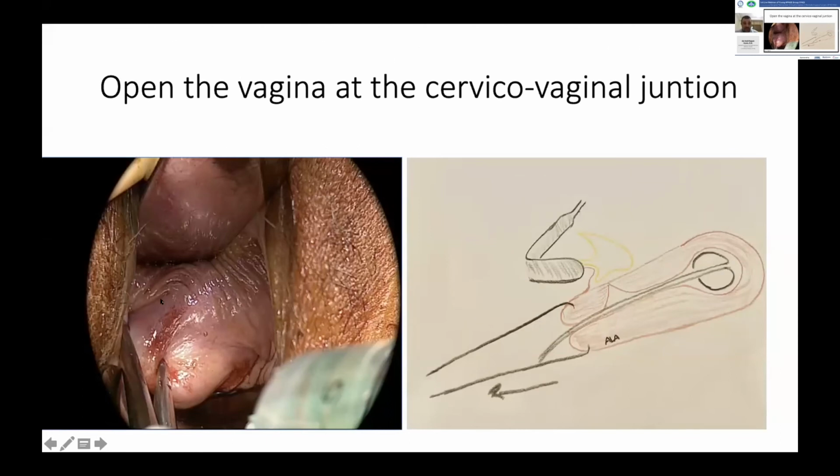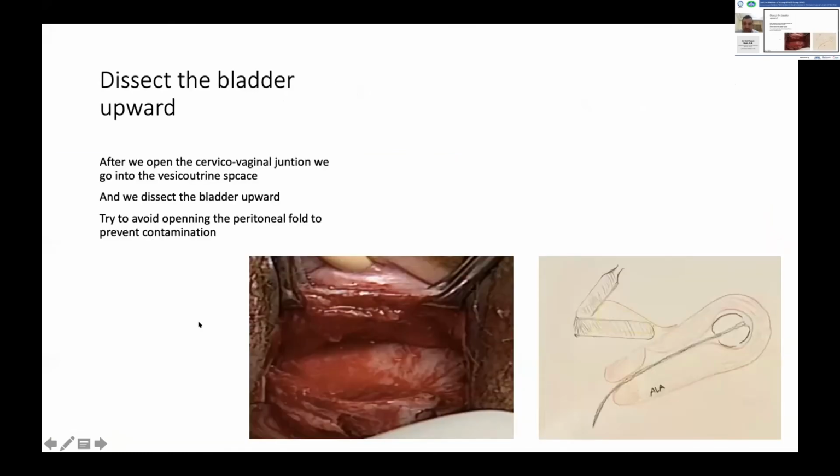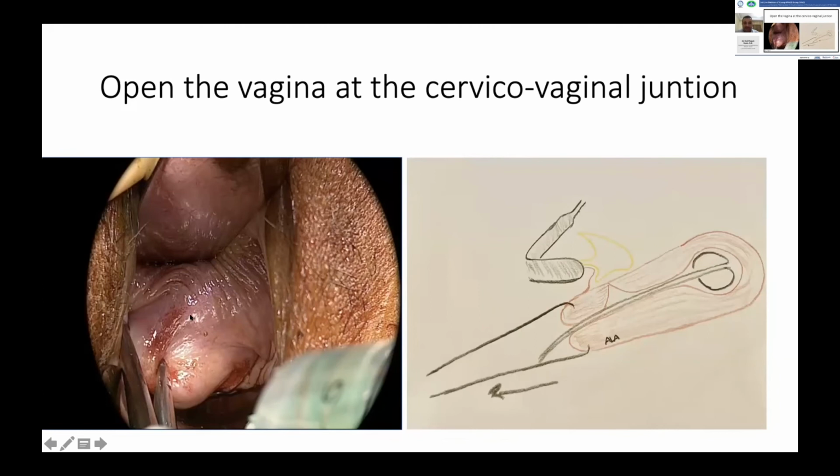So this is the cervico-vaginal junction. We can easily identify it in a patient at the reproductive age because the vaginal rugae are very clear. The Chinese prefer to open here, but actually this will let you lose the plane of dissection and you will have more bleeding. So I always try to open at this level, and you can identify it easily, especially, as I said, in a patient at the reproductive age.